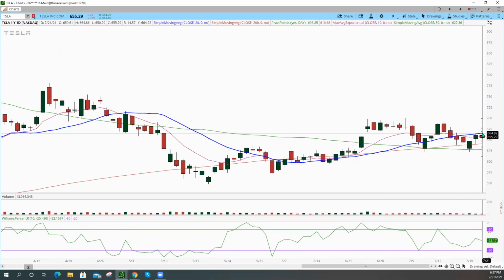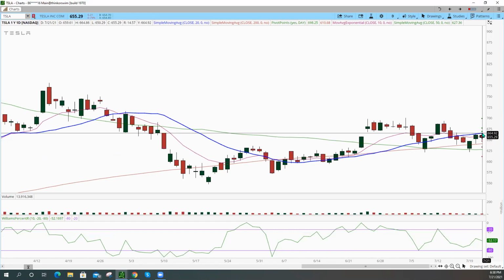Tesla closed with a high right into the 20 SMA. The 20 SMA is acting as resistance. When the price is trading above the 20 SMA, the 20 SMA is support. When the price is trading under the 20 SMA, the 20 SMA is resistance. These are dynamic support and resistance. All of the moving averages react as dynamic support and resistance.